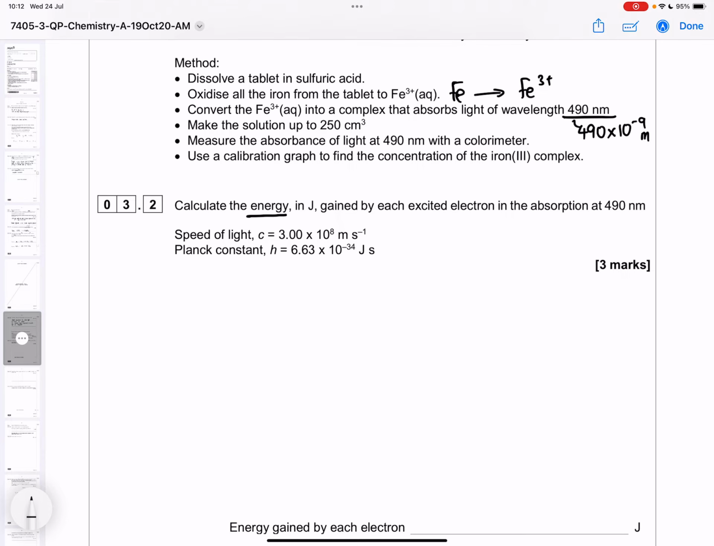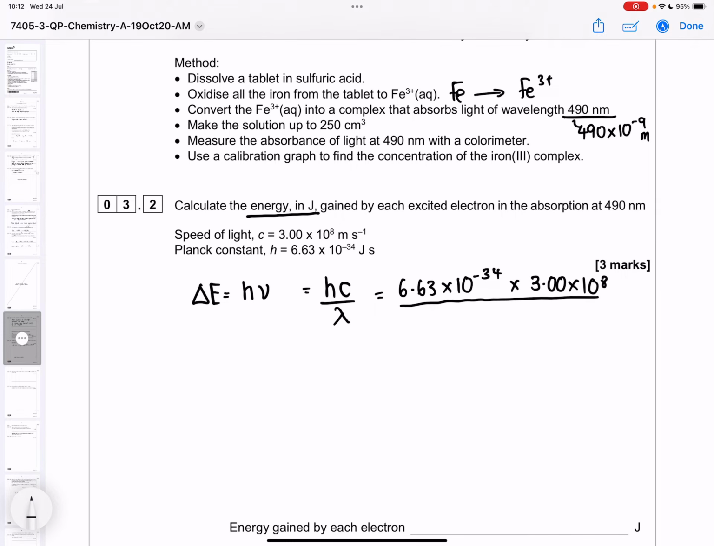Calculate the energy in joules. So we need to remember that the energy gap between these d orbitals is equivalent to h times frequency, which is equivalent to h times the speed of light divided by the wavelength of the light. So h, Planck's constant, 6.63 times 10 to the minus 34. The speed of light, 3 times 10 to the 8, divided by the wavelength of this light, 490, but we need it into meters.